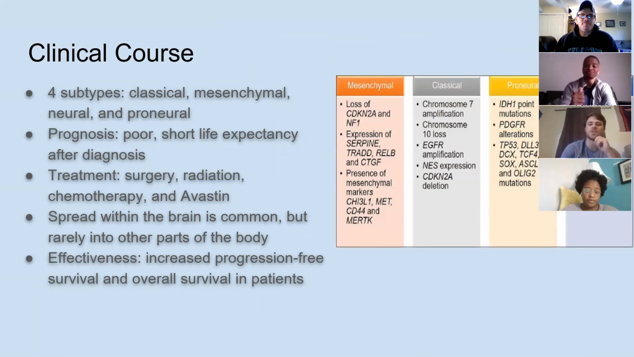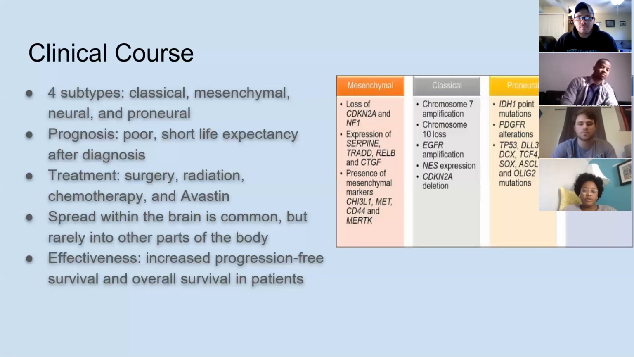Yep. Okay, perfect. So I'm going to discuss the clinical course of the disease. There are 4 subtypes: classical, mesenchymal, neural, and proneural, and they are divided based on abnormalities in 4 different genes: PDGFRA, IDH1, EGFR, and NF1. The picture on the screen also shows more common genetic changes in the different subtypes.